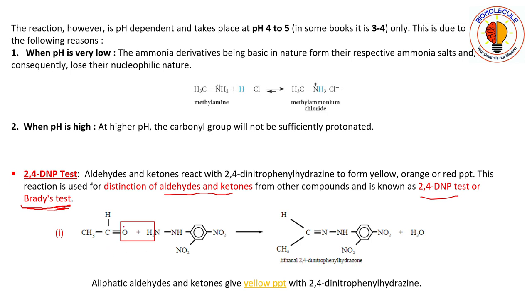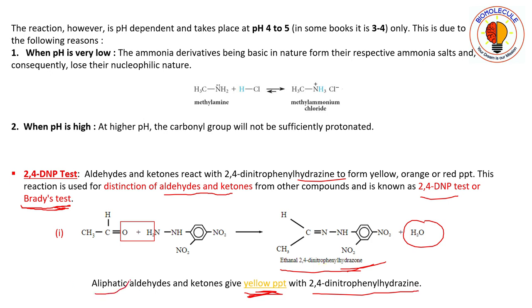So you just see here acetaldehyde, you just remove water and you will get ethanal 2,4-dinitrophenylhydrazone. Here you are getting hydrazone. From hydrazine you are getting hydrazone, and a water molecule. So this is your final compound, hydrazone.